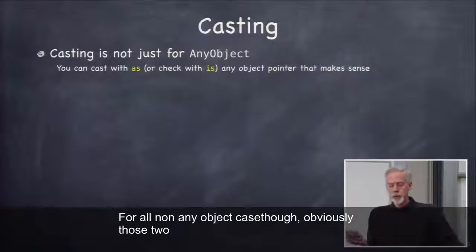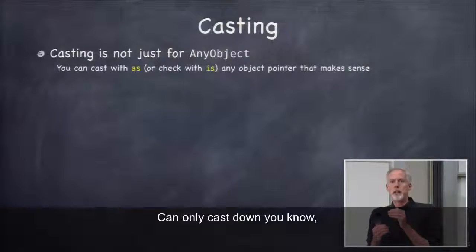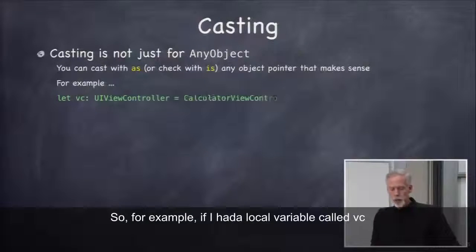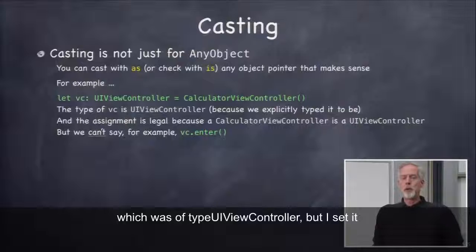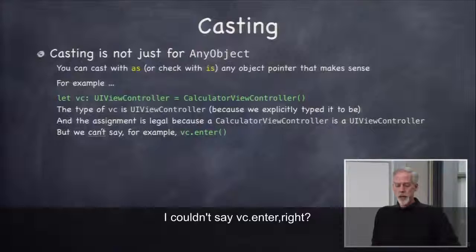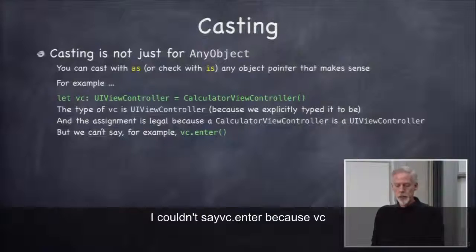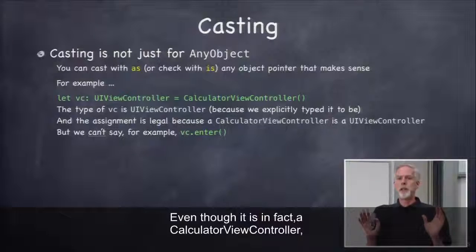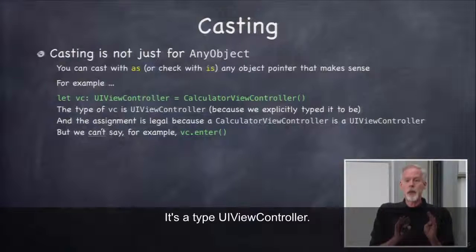For all non-any object cases, though, obviously those two objects would have to be in the same inheritance hierarchy, right? You can only cast down, downcast into your own inheritance hierarchy. So, for example, if I had a local variable called VC, which was of type UI view controller, but I set it to calculator view controller, okay? I couldn't say vc.enter, right? Enter is a method in our calculator view controller. I couldn't say vc.enter because VC is a UI view controller. So as far as Swift knows, it doesn't respond to enter. Even though it is, in fact, a calculator view controller, from Swift's point of view, that local variable is not. It's of type UI view controller.